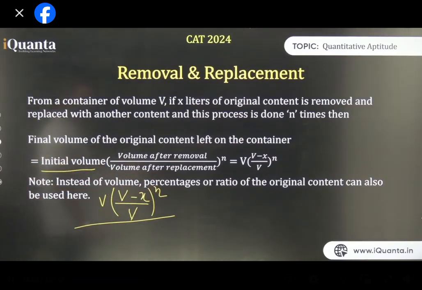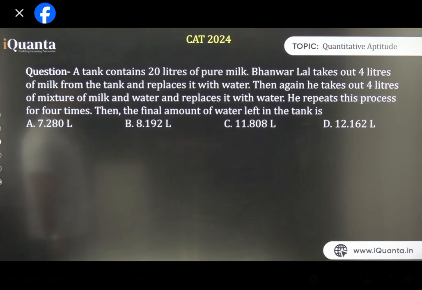So let's go for the next question, let's start with the question. Now here is the first question. Tell me what is the answer.